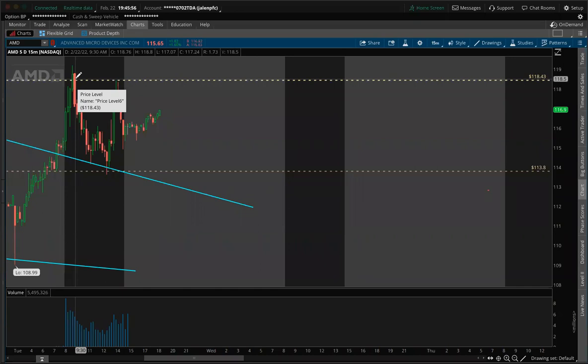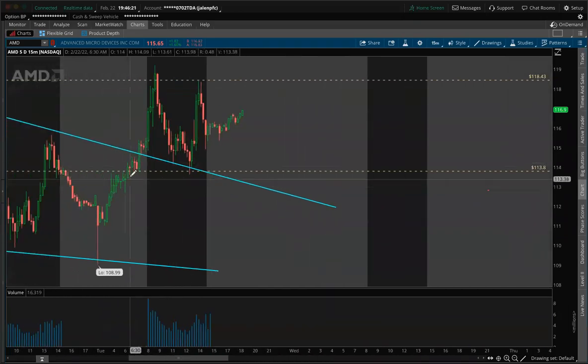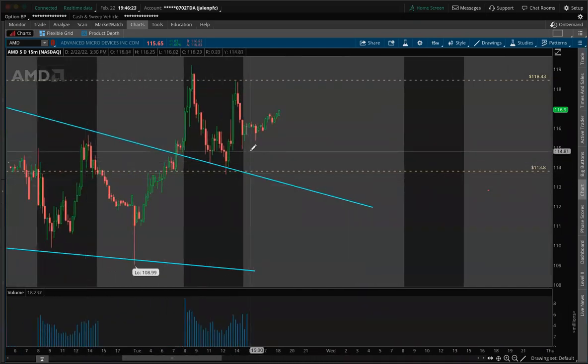And can somebody tell me, if I played the rejection off of this 118.43, where was my price target? 113. Thank you. You seeing it now. Y'all seeing it? It's that simple. It is 113, 114. It's that simple. What did the price do? What did the price do? Remember, these levels came out from the daily. These are daily levels. I didn't make these levels off of the 15-minute. I didn't make these levels just now.